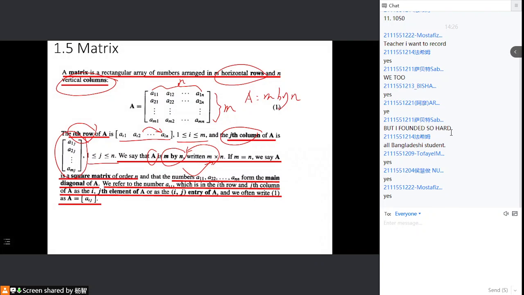And if m equals n, we say A is a square matrix because the number of rows and the number of columns are equal. That's like the shape of a square. So we call it the square matrix.